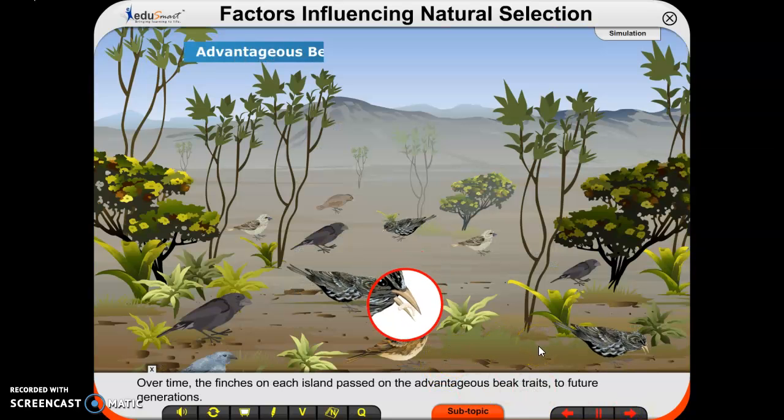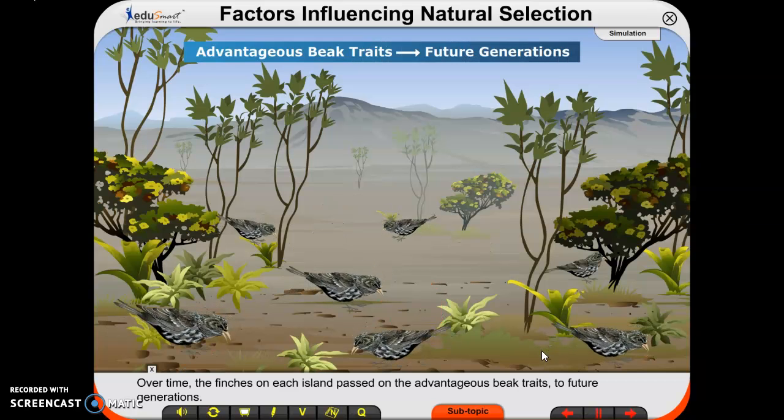Over time, those finches that are adapted to that environment, they pass on that trait. And so the other finches tended to die off. So now each island has their own type of finch with its own type of beak based on the food that's available.